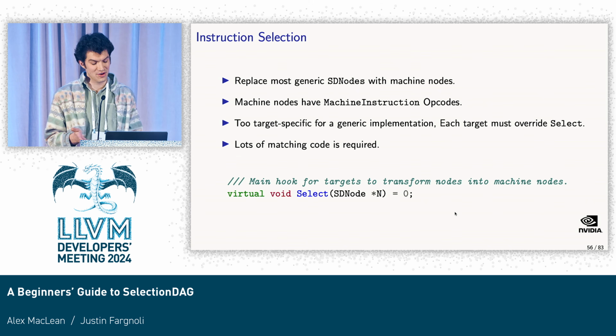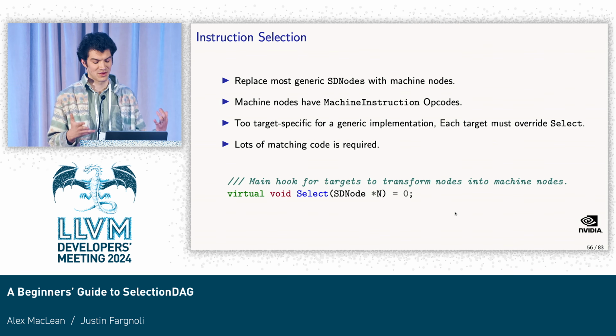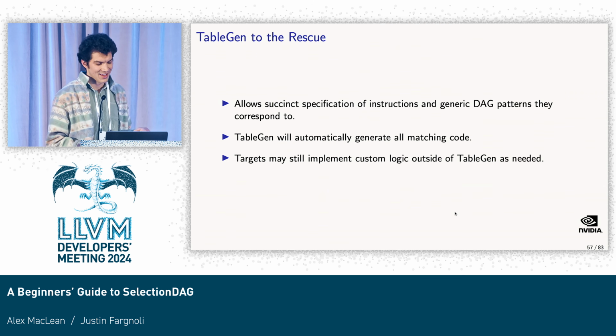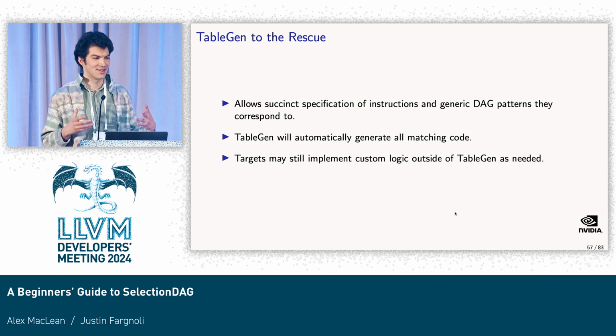So as you can see below, this is the implementation of select that SelectionDAG provides. There isn't one. So each target is going to need to override this method and implement a lot of matching code to perform selection, to convert all the generic nodes into target-specific nodes. And if that sounds like a lot of work, there is a solution.